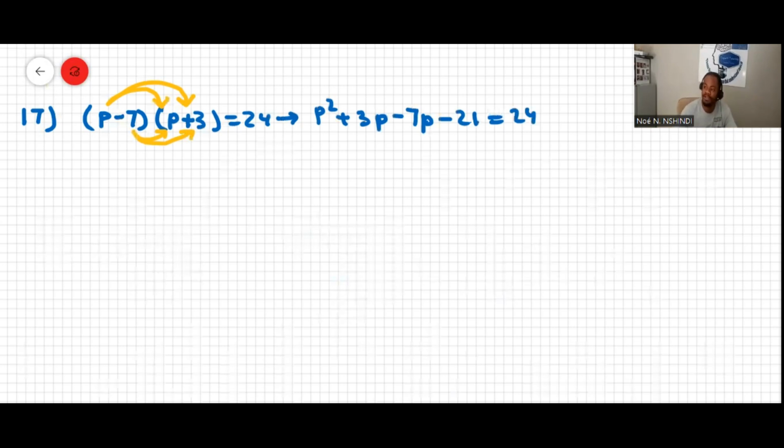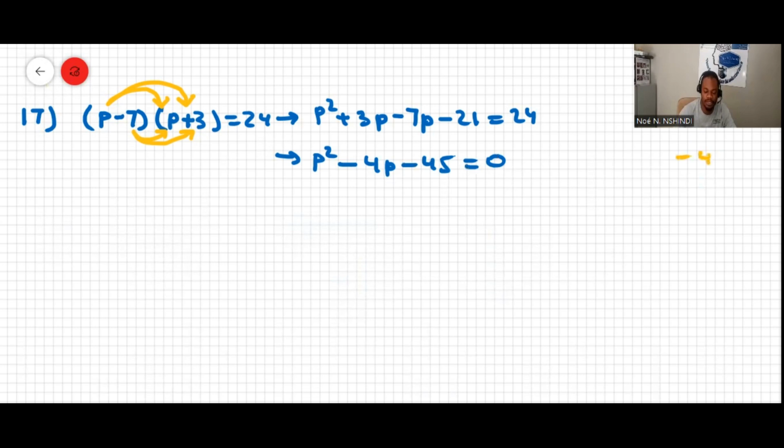Okay, then we can move the 24 over. That makes P squared, and moving the 24, we have P squared, 3P minus 7P makes what? Negative 4P. Negative 21 minus 24 makes negative 45 equal to 0.